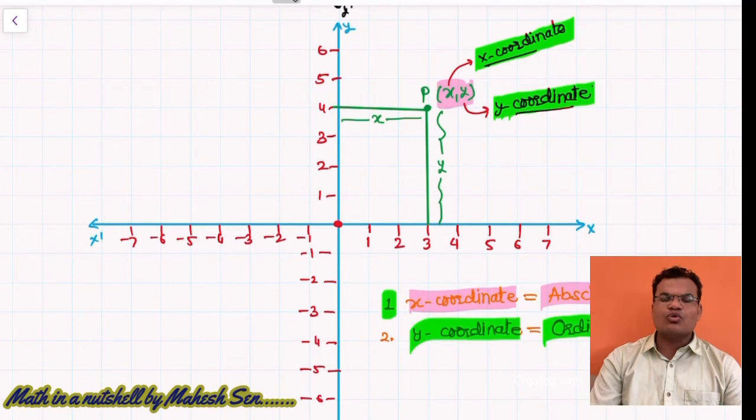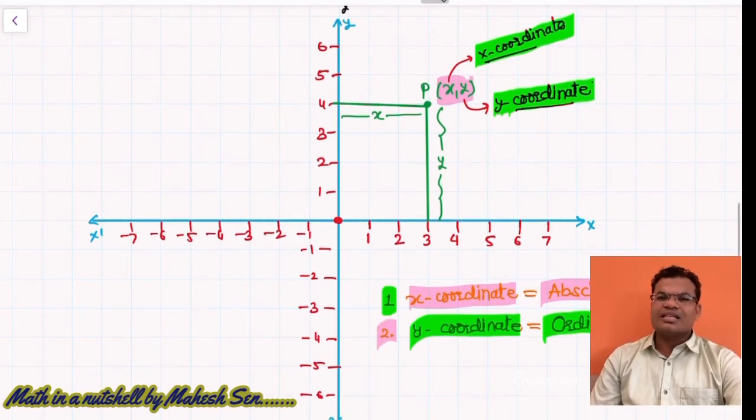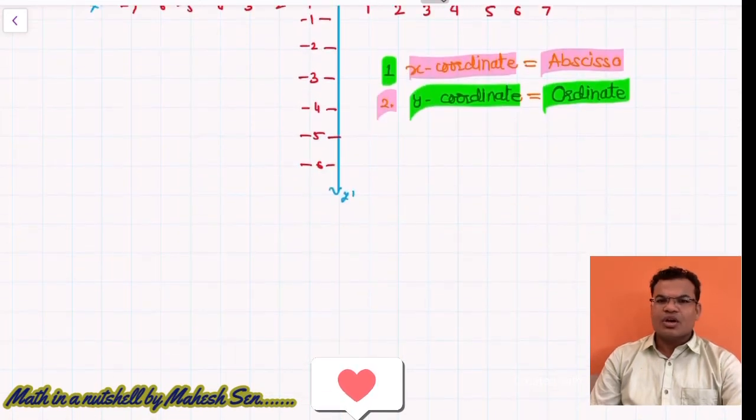After this we have to find out the distance between two points, when there are more than two points, in this chapter or this video.